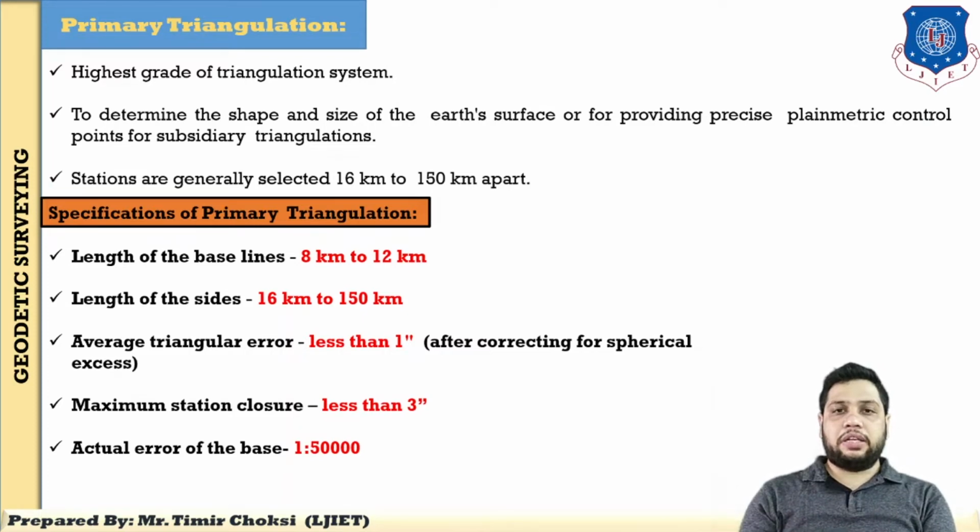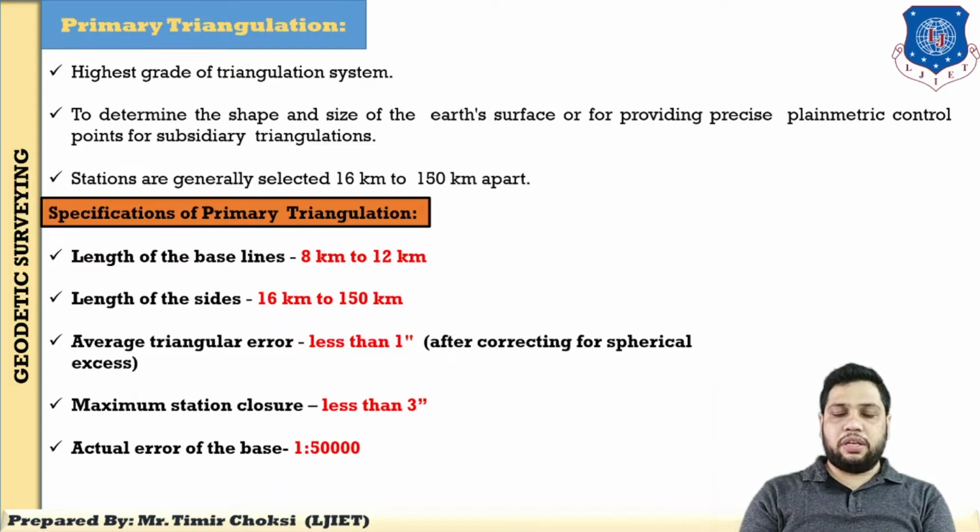Regarding the average triangulation error, when you conduct a geodetic survey, the method used is triangulation. In triangulation, triangles are used for finding the location. The summation of the three angles in a spherical triangle is 180 degrees. So in a primary triangulation, high accuracy is required. The average triangular error is less than 1 second, so you have to find all the angles precisely.